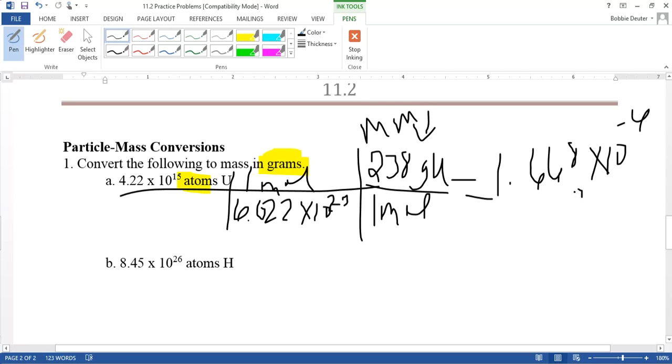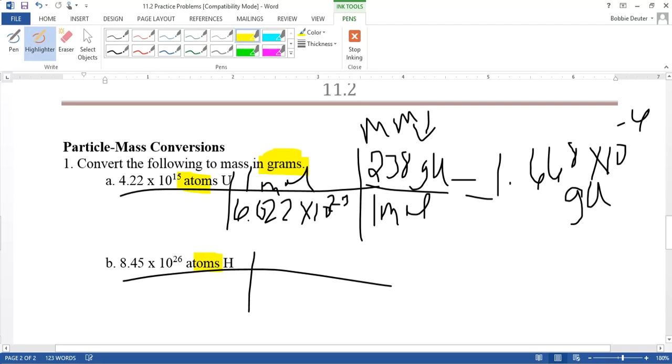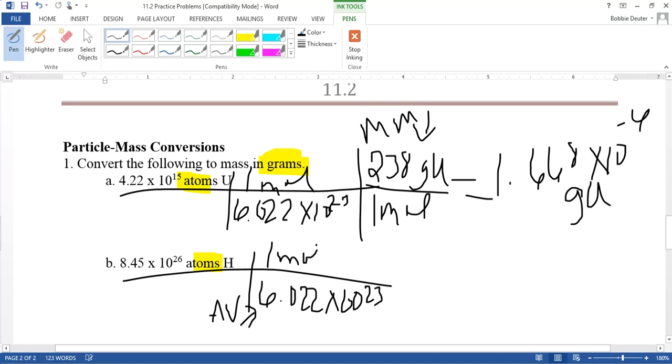Again, we have to label it. That's grams of uranium. So let's do another one. All right, here we go. We have atoms again. We need to go to grams. So we have to use Avogadro's number that we did yesterday right here. It's just adding a step to our conversion factor. 0.622 times 10 to the 23rd over 1 mole of hydrogen.